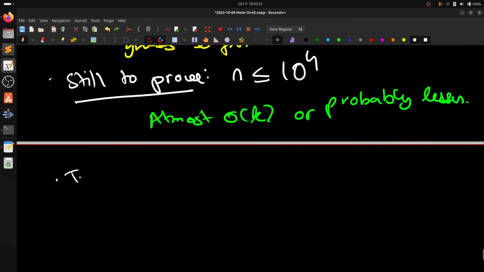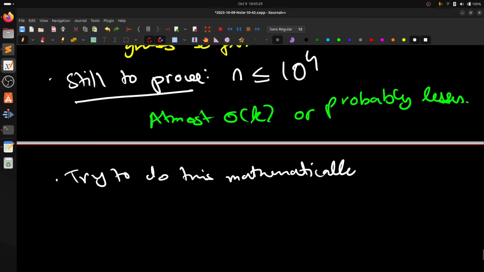And obviously you can try to do this mathematically, but that takes some time. Or you can just go with the guess and try to do proof by AC, right? Proof by AC just means that you submit and you check if it works or not, right?